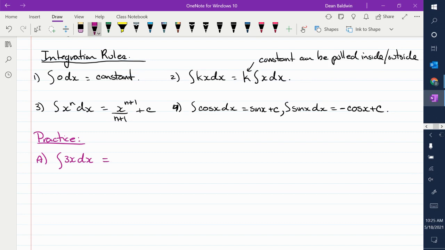What is the antiderivative of 3x? So it fits this. What's my exponent here? 1. So then I add 1 to it, and I get, remember constants you just ignore, so it's 3x to the 2 divided by that new exponent plus c.